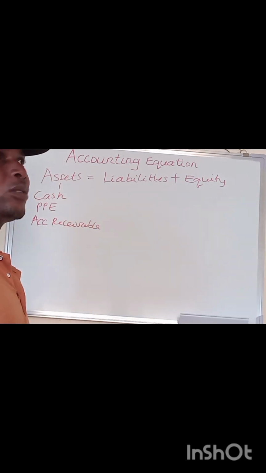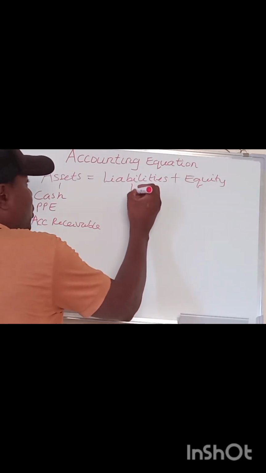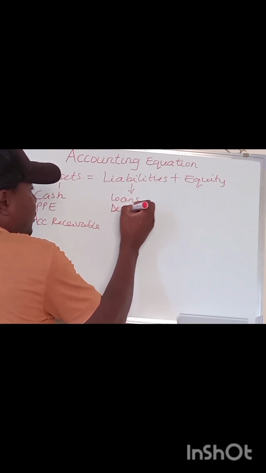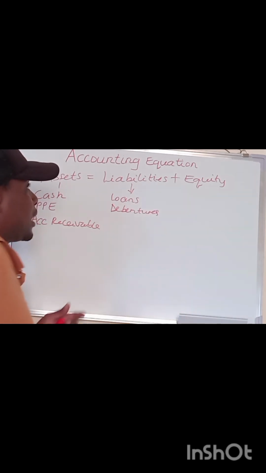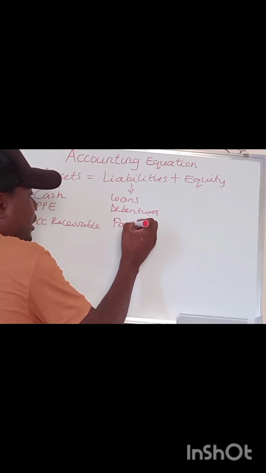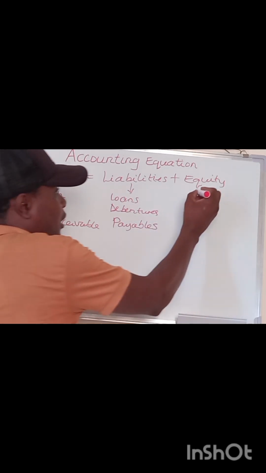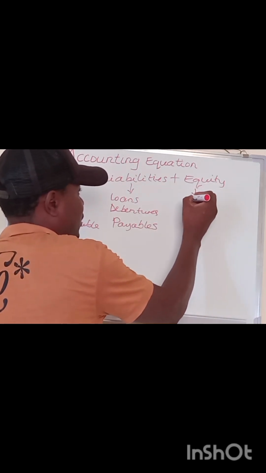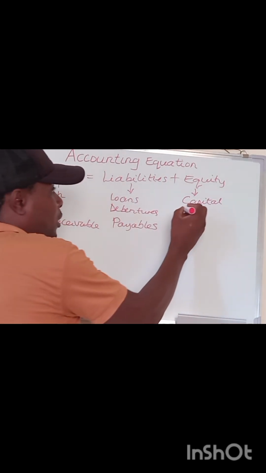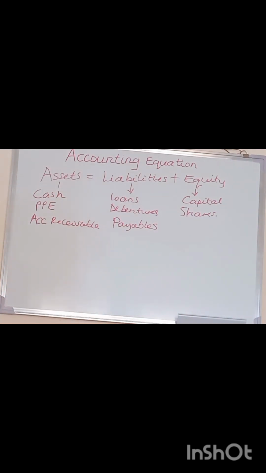And liabilities are the dues of a business. This is what the business owes to other businesses or other people. They include the likes of loans, debentures, as well as our payables, formerly known as creditors. They might be long term or short term. Then equity is what the owners of the business invested into the business, like capital or shares. So this is what we call the accounting equation.